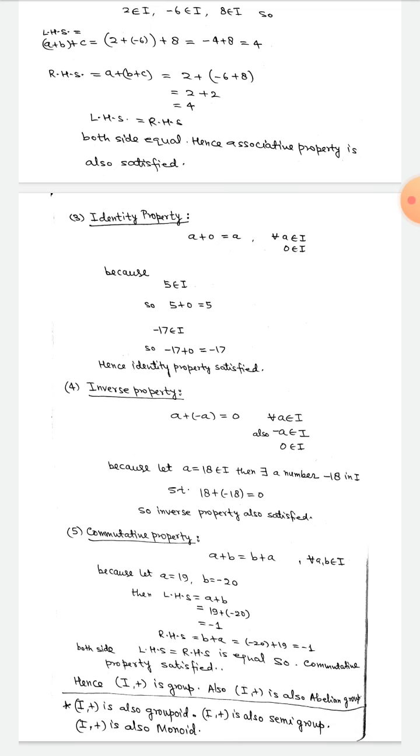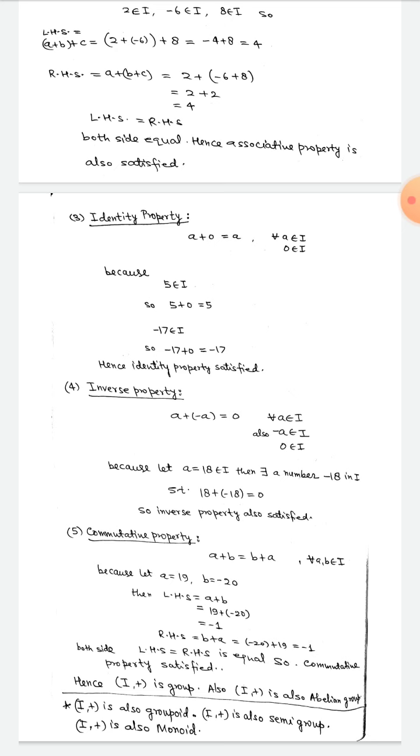Now the last, fifth property, commutative property: a plus b equal to b plus a. Let us consider any two numbers in integers, a and b, which are 19 and minus 20. The left hand side of the commutative property, the value is minus 1, and the right hand side of the commutative property the value is also minus 1. So left hand side and right hand side are equal. So commutative property is satisfied. Hence our algebraic structure (I, +) is a group, and it is not only a group, it is an abelian group because it satisfies 5 properties.